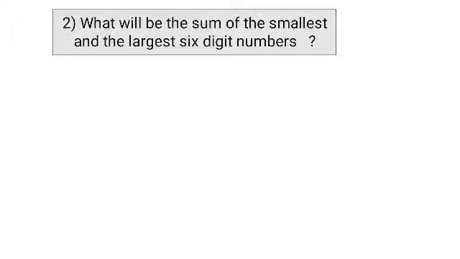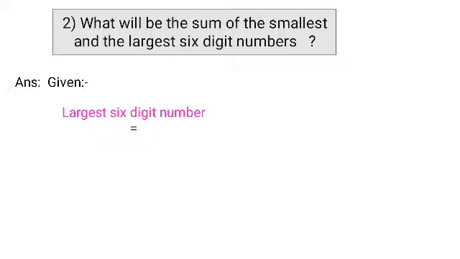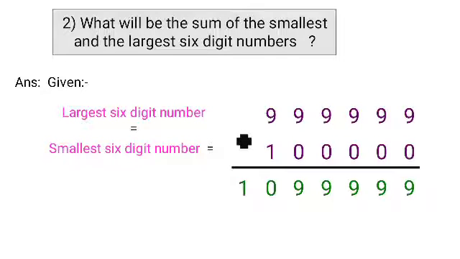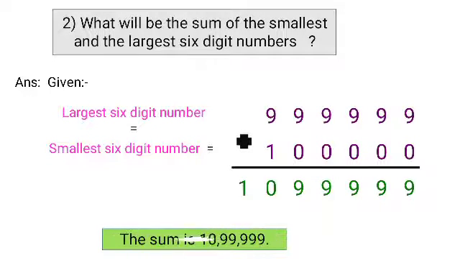Have a look at the next one. What will be the sum of the smallest and the largest 6-digit number? Here the numbers are not written, but you have to write them. So the first part is given. First you are going to write the largest 6-digit number here. Then you are going to write the smallest 6-digit number. First part is over. Second part is your addition, and after addition, here the answer comes with a statement.